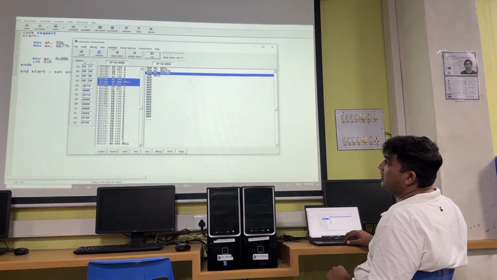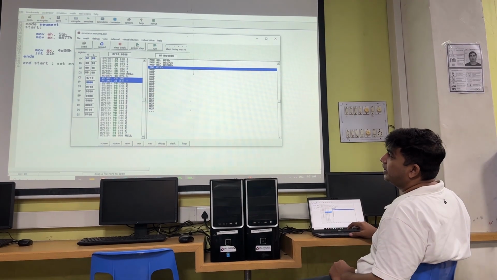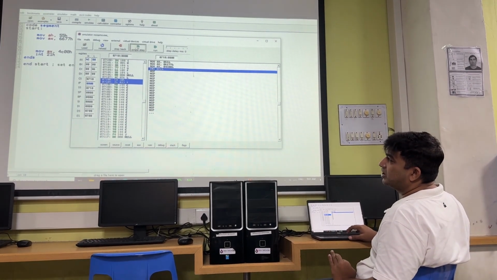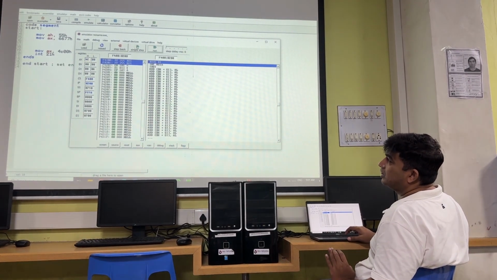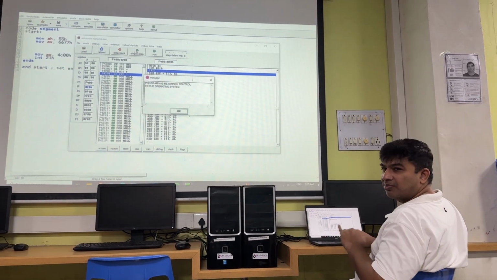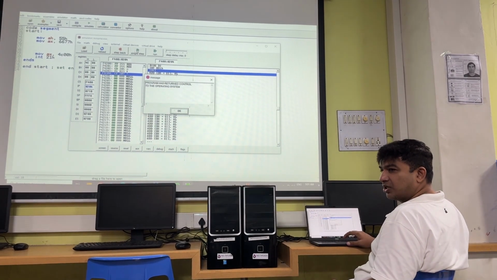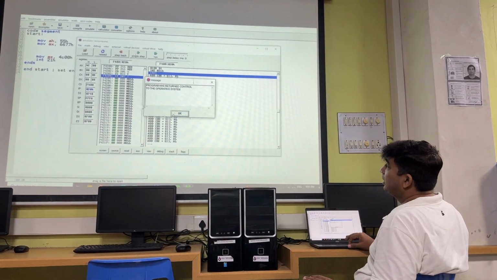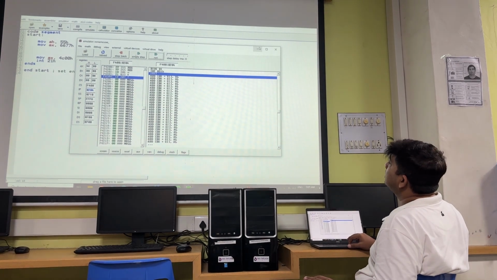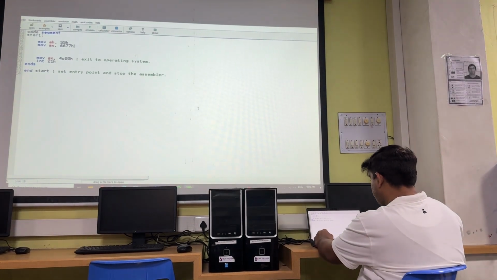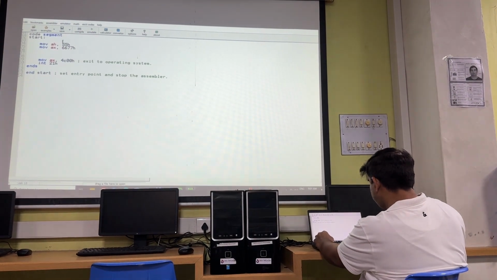Done? Now AX will contain 4C00H. Done. Interrupt will get generated. Now BIOS will come into the picture and the program halts. This is what happens. Understand? Now let's minimize this. Come back to our original code.